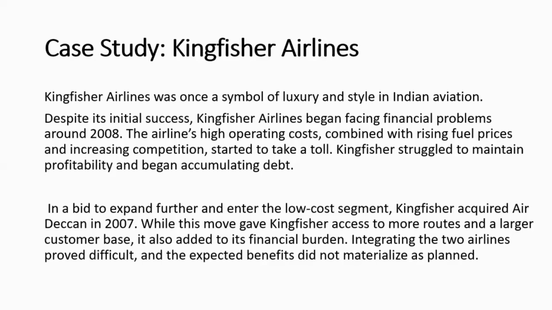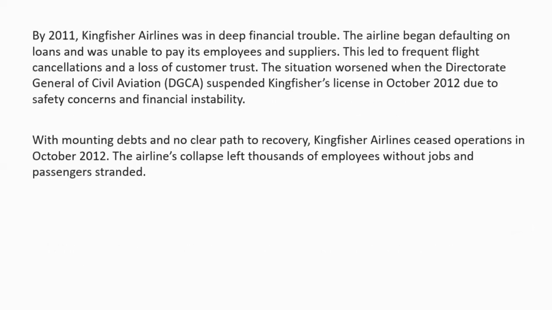After acquiring Air Deccan, they got access to more routes, but whatever debt Air Deccan had was all imposed on Kingfisher Airlines' shoulders. And by 2011, Kingfisher Airlines was in deep trouble. It was unable to pay loans. It was unable to pay its employees and suppliers, and it's all downhill from there. In October 2012, the DGCA suspended its license.